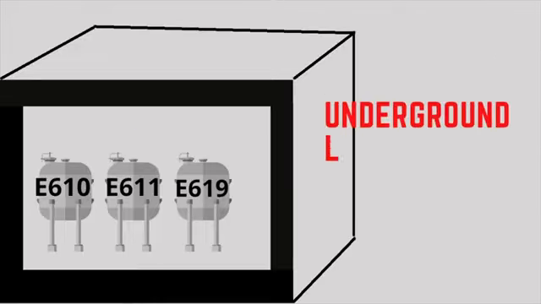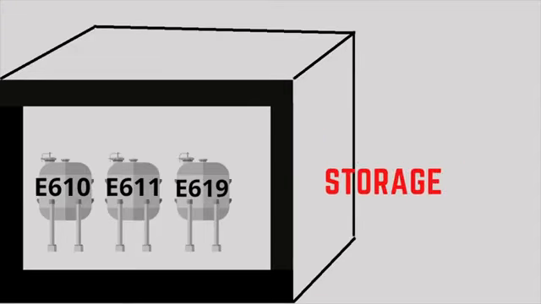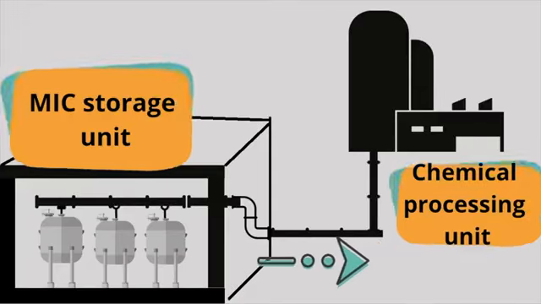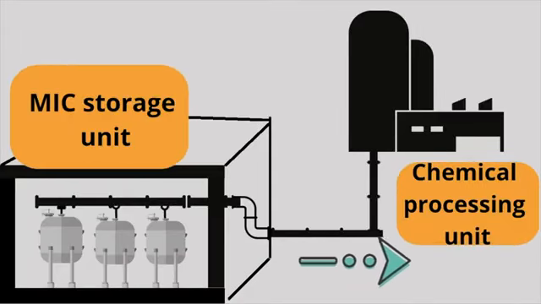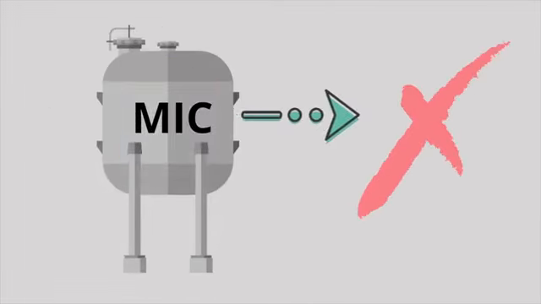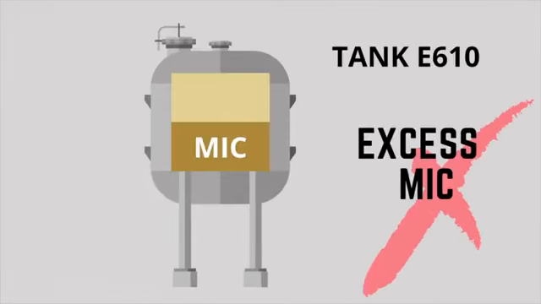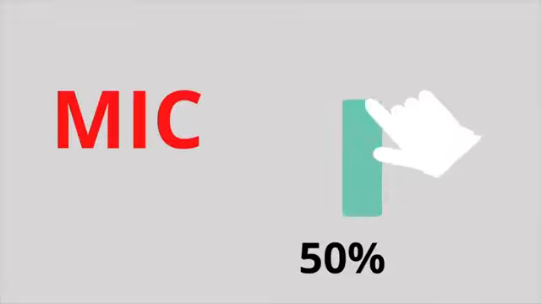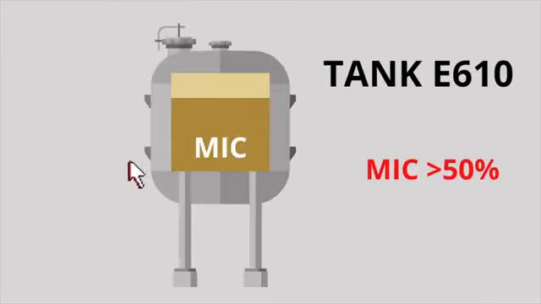The Bhopal facility housed 3 underground liquid MIC storage tanks. The company installed a pipeline as a shortcut from the MIC storage unit to the nearby chemical processing unit. By late October 1984, Tank E610 had lost the ability to effectively pressurize with nitrogen gas, which meant that the liquid MIC contained within the tank could not be pumped out. MIC accumulated inside the tank way more than 50%, and could not be pumped out.